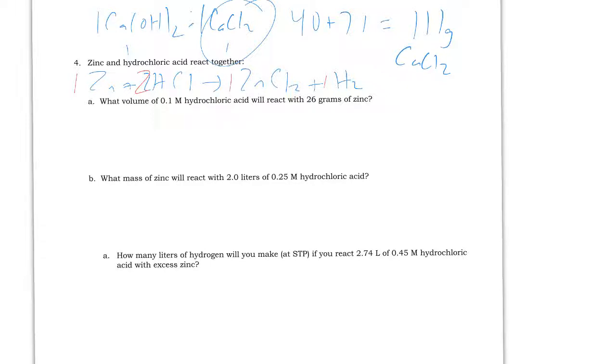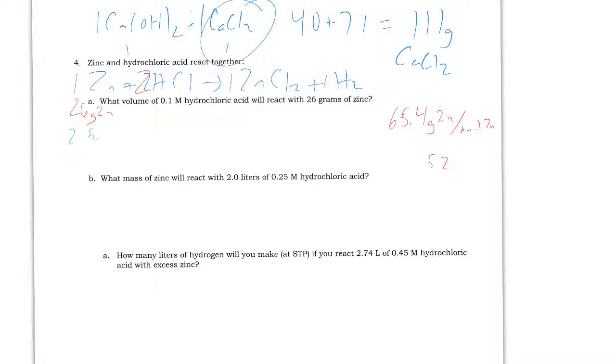Okay, so 26 grams of zinc. Alexa, what's the molar mass of zinc? Zinc's atomic mass is 65.38 unified atomic mass units. 65.38, so 65.4 grams of zinc per mole of zinc. And so we've got 26, so that would be about 26 over 65, that would be 0.4 moles.